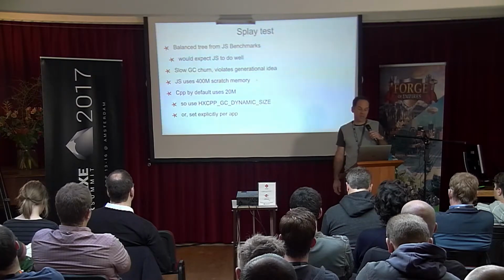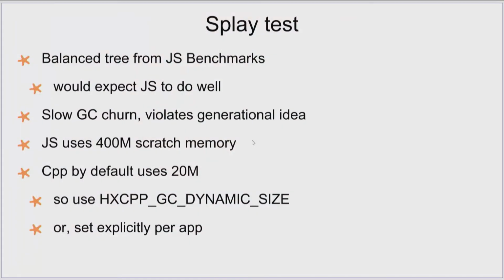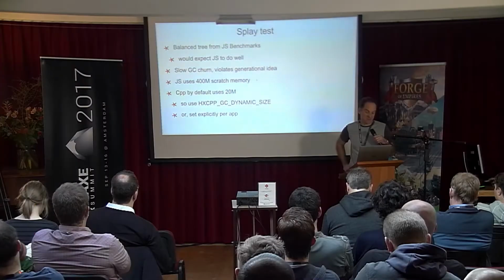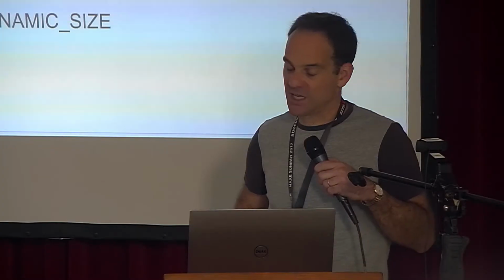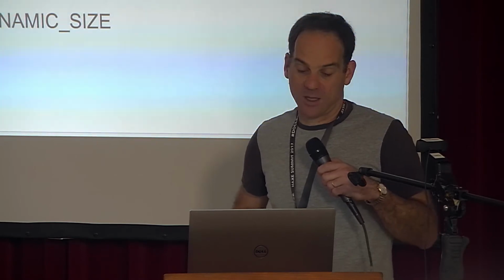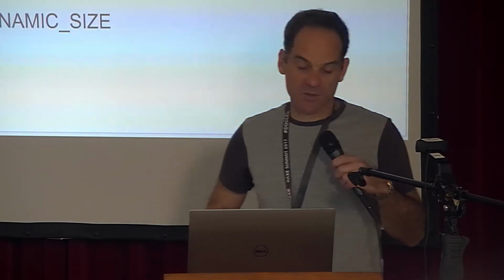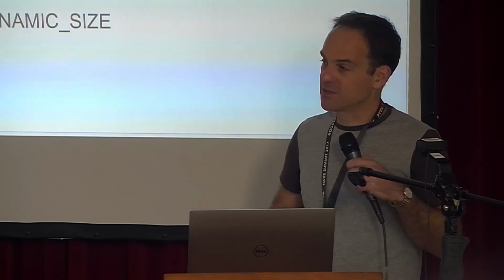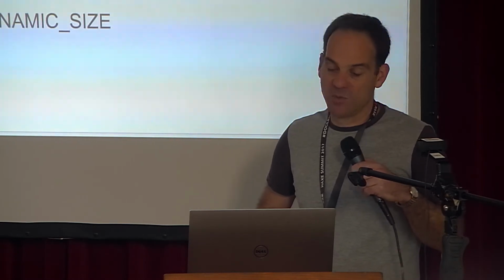Another benchmark, the Splay test, which is from the Java benchmarks. So I'd expect them to do well because they would have tuned for it. It's characterized by slow GC churn, which violates the garbage collection hypothesis of dying young, and therefore you don't really get any benefits from it.